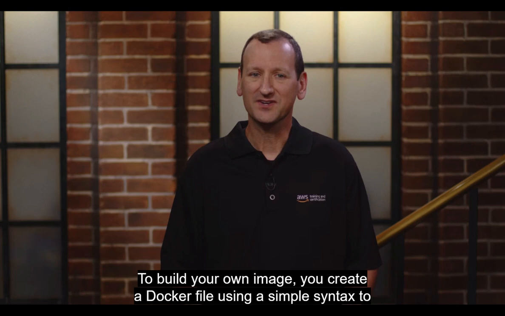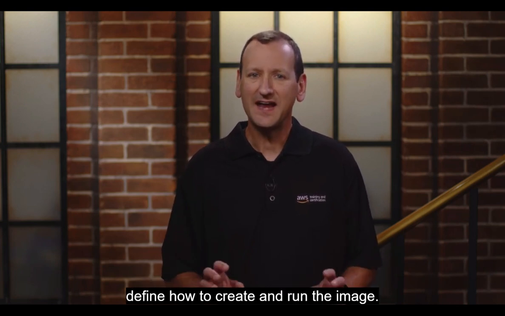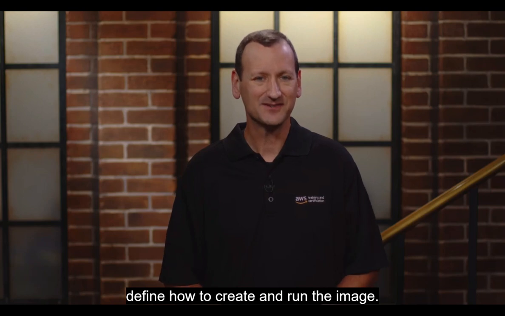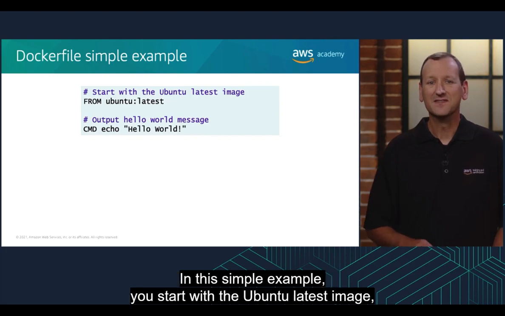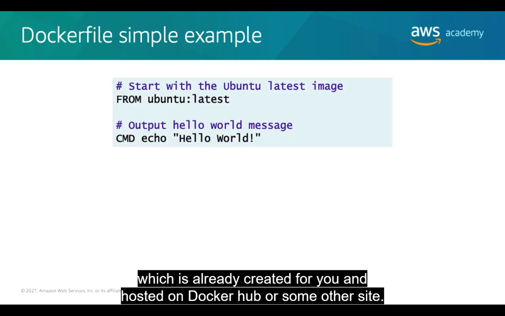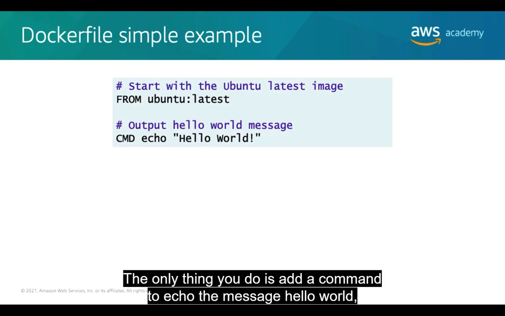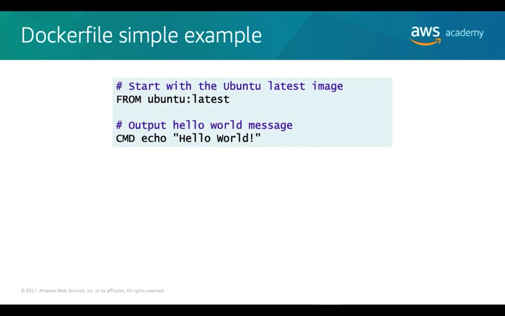To build your own image, you create a Docker file using a simple syntax to define how to create and run the image. Each instruction in a Docker file creates a read-only layer in the image. In this simple example, you start with the Ubuntu latest image, which is already created for you and hosted on Docker Hub or some other site. The only thing you do is add a command to echo the message "Hello World" after the container is instantiated.